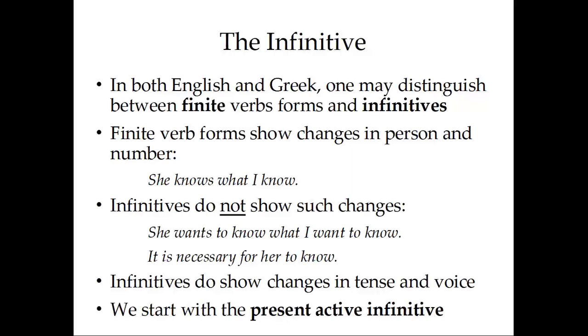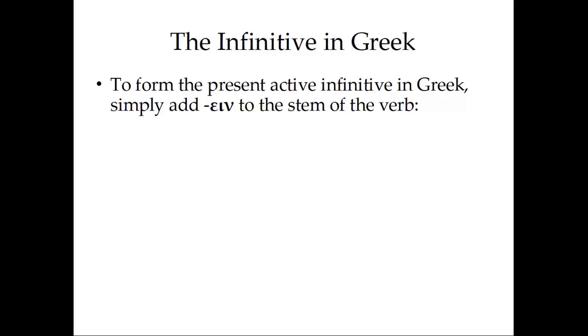We start with the present active infinitive in Greek, of course. Present tense, that is, like to know. Active voice, as in to know, as opposed to be known, and the infinitive. To form the present active infinitive in Greek, simply add -ein to the stem of the verb.